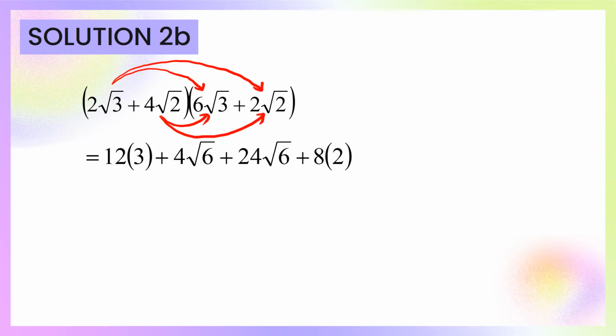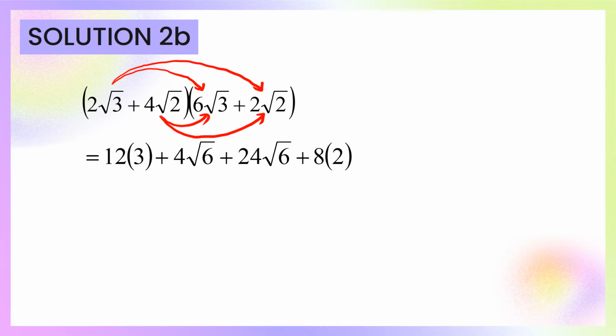And then we get 12 times 3. Okay, so this is 2 times 6, 12. √3 times √3 is 3. Alright, plus 4√6. So this is 2 times 2, √3 multiplied by √2. So then we get 4√6.